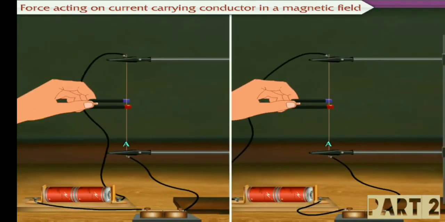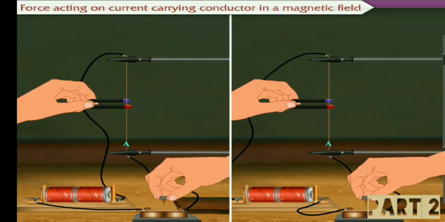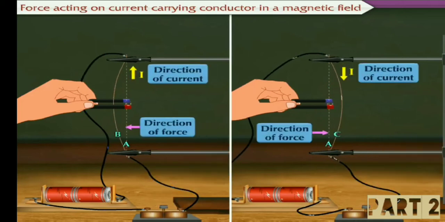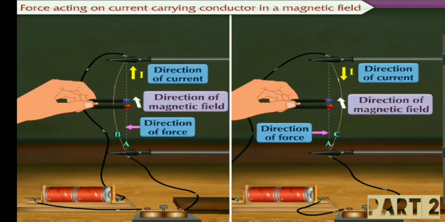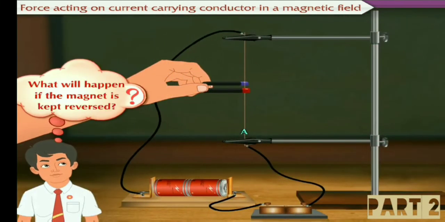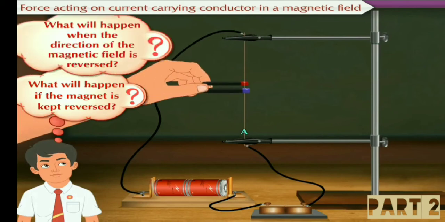In the previous activity, we have seen that when the direction of the current is reversed, the direction of the force also gets reversed. This means that the direction of the force depends on both the direction of the current and the direction of the magnetic field. Now can you tell what will happen if the magnet is kept reversed? That is, what will happen when the direction of the magnetic field is reversed?